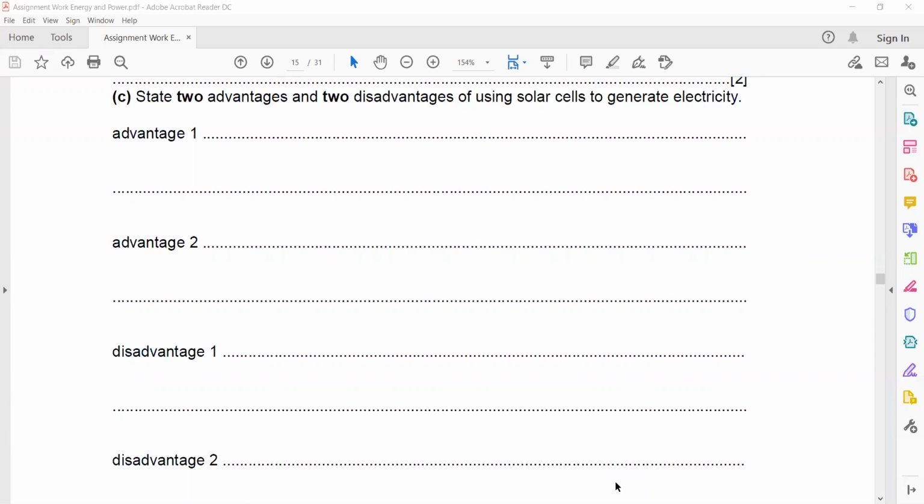No, it is not polluting the environment because it does not give out any emission. Like carbon emission is zero for solar cells. Initial cost is higher.